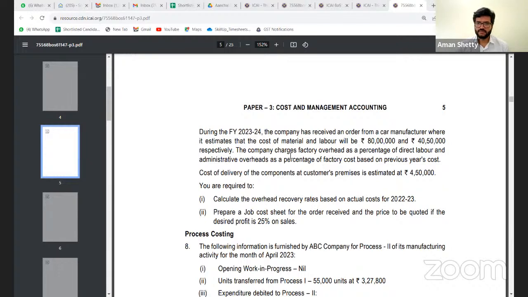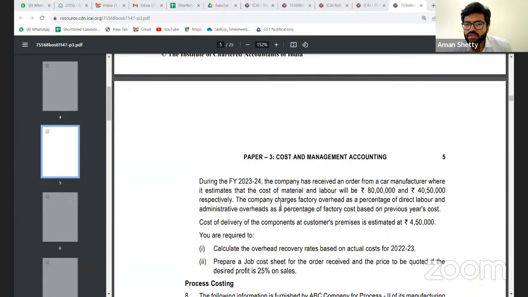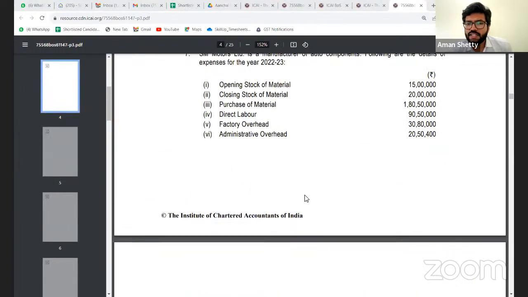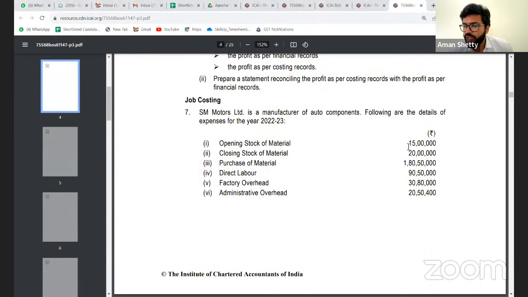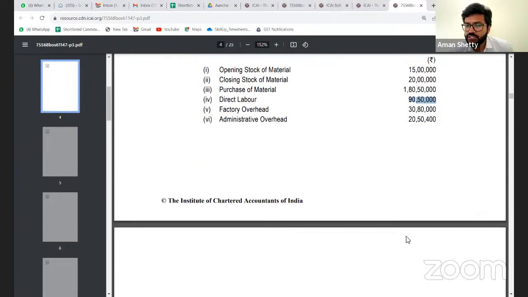You are required to calculate the overhead recovery rates based on actual costs for 22-23. Prepare a job cost sheet for the order received and the price to be quoted if the desired profit is 25% on sales. Simple. So first you have to calculate the recovery rate, correct? Because what is given here? Factory overhead as a percentage of direct labor. So previous year data is given so that you can find out the overhead recovery rate. Are you guys understanding? So 30 lakh 80,000 divided by 90 lakh 50,000. Clear? That you will get the factory overhead as a percentage of direct labor.